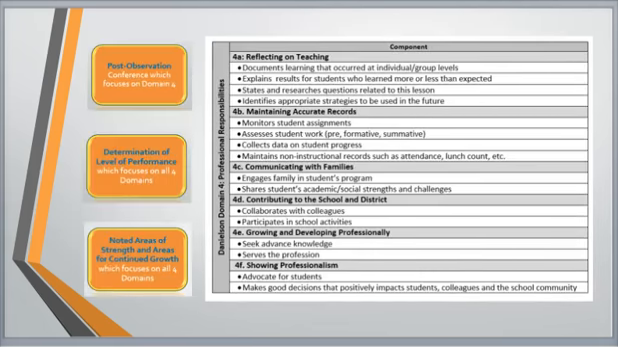The post-observation conference focuses on Domain 4. The determination of level of performance focuses on all 4 domains. The noted areas of strength and areas for continued growth also focus on all 4 domains.